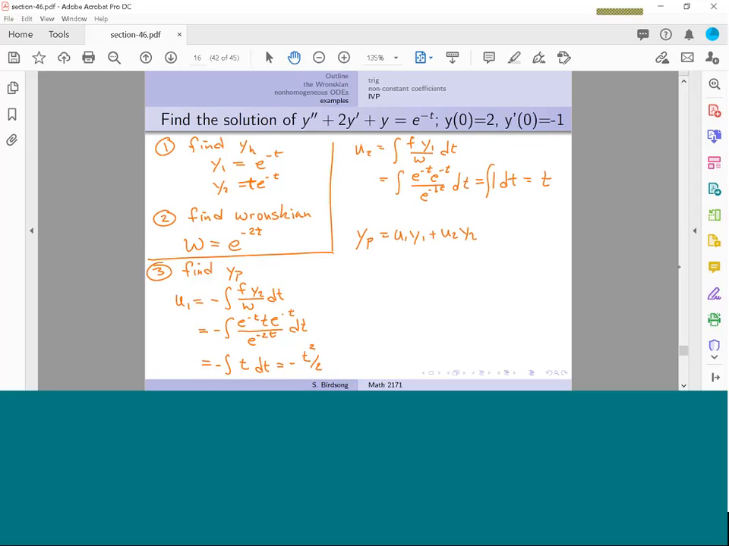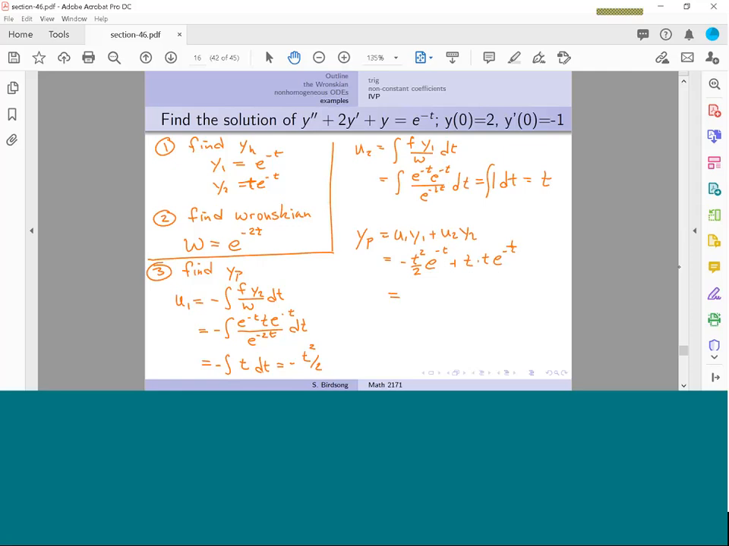So putting this all together, u1 was where? Negative t squared over 2. y1 was e to the negative t. And for u2, we have t times, where'd it go? y2. So this is t e to the negative t. Now this actually simplifies. Anybody got what that simplifies to?